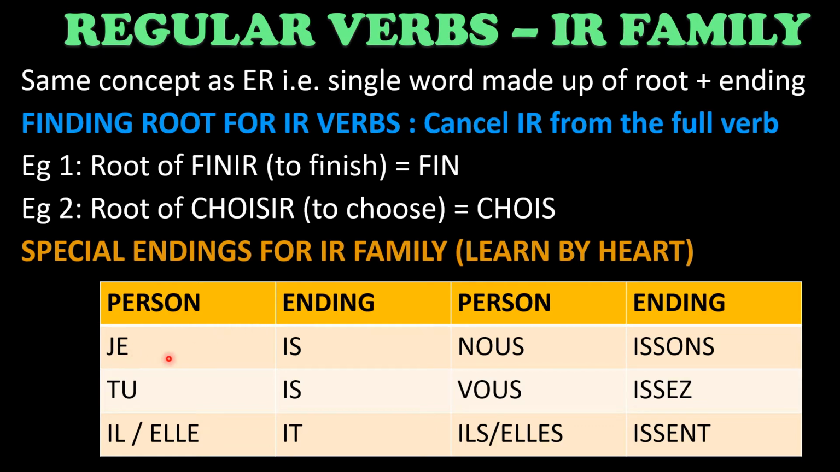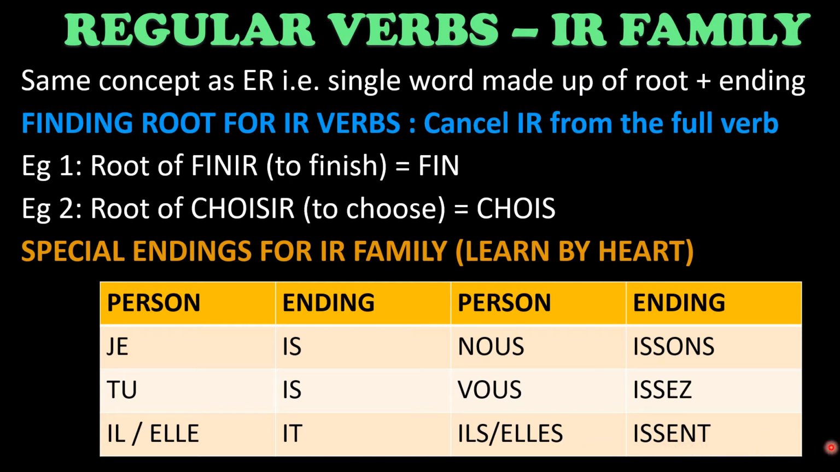For je, the ending is IS. For tu, it is again IS. For il and elle, IT. Nous, it is ISSONS. Vous, ISSEZ. Ils and elles, ISSENT. The same way for the ER verbs, for ils and elles plural, you did not pronounce the ENT. Here also in IR, you don't pronounce the ENT.